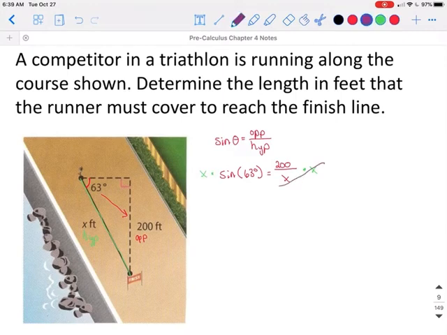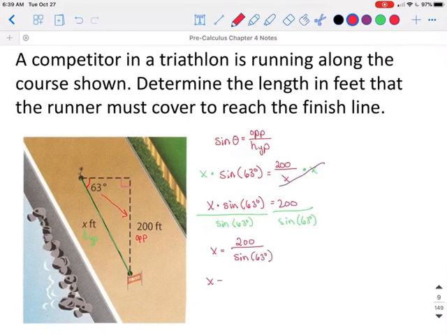So those x's will cancel out of the denominator, and we will be left with x times the sine of 63 degrees is equal to 200. Now, the x is still not by itself, but right now we have x times the sine of 63, so we can divide both sides by the sine of 63 degrees. So this will leave us with x is equal to 200 divided by the sine of 63. And if you put that into your calculator, you're going to get approximately 224.5 feet.